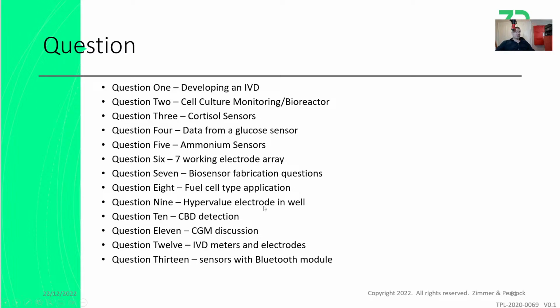Fuel cell application, you need those Zana potentiostats. Hypervalue electrode in the well: the working electrode's not covered up, and I think that well is not going to stop you spilling off the working electrode. I think you have to reduce the volume to stop spilling off the working electrode. CBD detection and THC: it's the SenseltAll platform, following some of the protocols that you'll see in our food sense box. CGM discussions: Zimmer Peacock is a very experienced contract developer and contract manufacturer of CGMs.